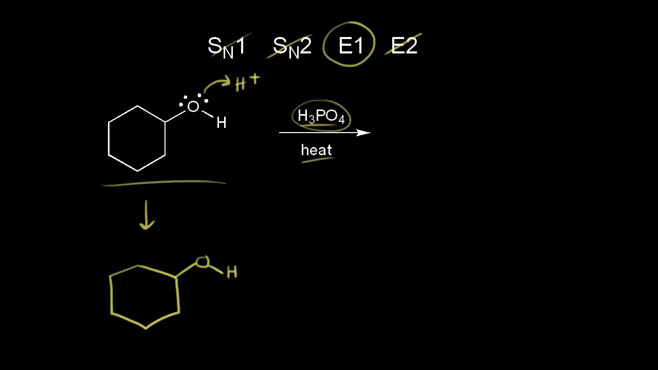So now our oxygen has 2 bonds to hydrogen, 1 lone pair of electrons, and a +1 formal charge on the oxygen. So this lone pair of electrons on the oxygen picked up a proton from phosphoric acid to form this bond. And now we have a better leaving group than the hydroxide ion.